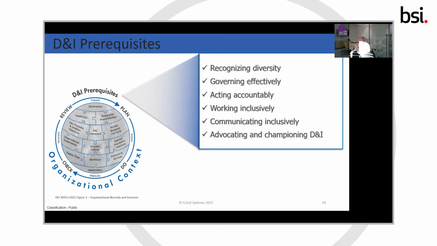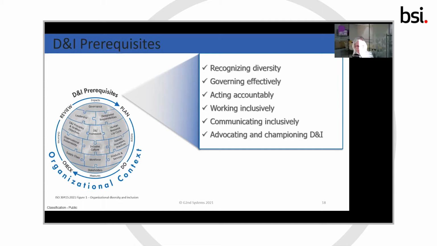These are our prerequisites. Rather than do principles ourselves that we would have expected everybody to adopt, we've decided that the fundamental prerequisites are recognising diversity, governing effectively, acting accountably, working inclusively and communicating inclusively, and advocating and championing D&I. So basically recognising that everybody is different and valuing everybody's differences, and exemplifying and promoting leadership commitment right from the top, very key, and acting accountably, ethically and with socially responsible behaviour, and promoting productive employment and decent work.